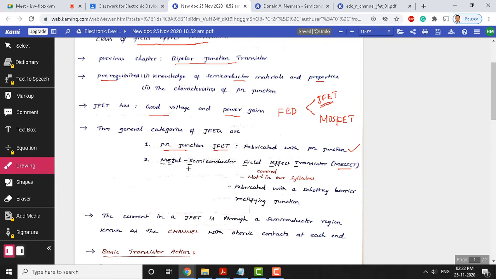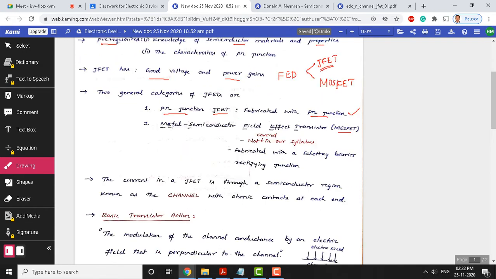We don't have MESFET, so we will not cover it in our syllabus. The p-n junction JFET is fabricated with the p-n junction here. So if you have knowledge of p-n junction theory, then you can definitely understand this p-n junction JFET very well. Whereas in the metal semiconductor FET, this is fabricated using a Schottky barrier rectifying junction. This is a special diode. This is not in our syllabus.